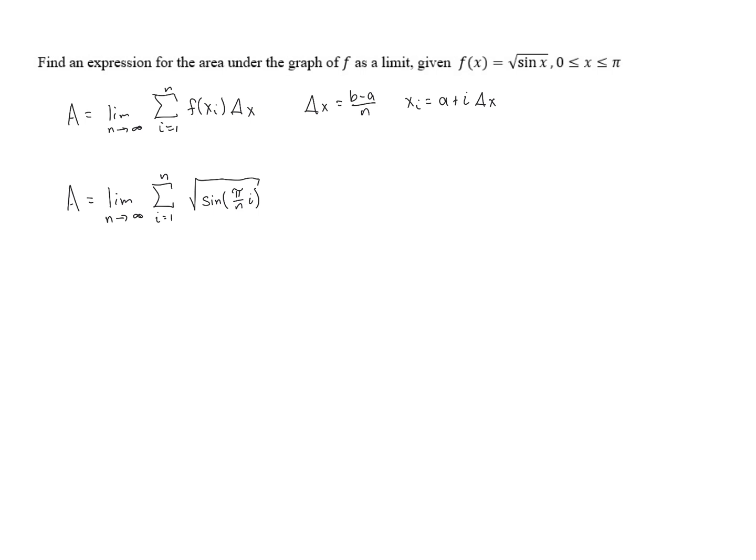And that is the inside, and then we have to multiply that by delta x. But we already saw delta x was pi over n, so we've got to put a pi over n out here. And so that ends up being our sum. We've got the limit as n approaches infinity of the sum as i ranges from 1 to n of the square root of sine of our x sub i, which we saw was pi over n times i, times our delta x, pi over n.